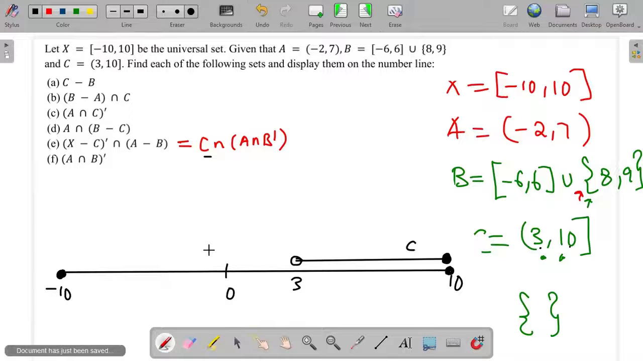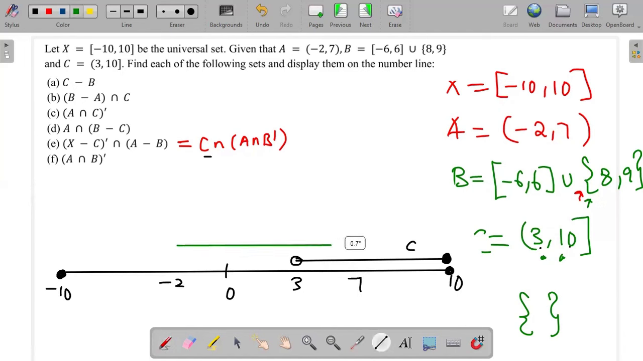What about my A? My A is from minus 2 to 7. So 7 can be somewhere there, minus 2 somewhere there. I'll just draw a line. Let me put this in green. Minus 2, open, because there's a curve, and 7, open. So this is my A. I've plotted the set A and the set C.